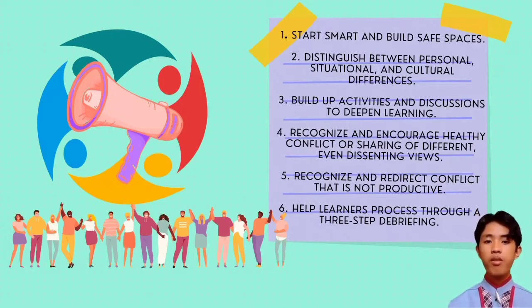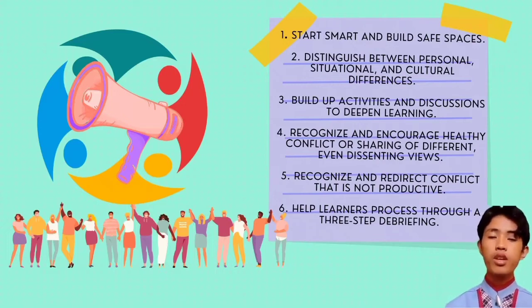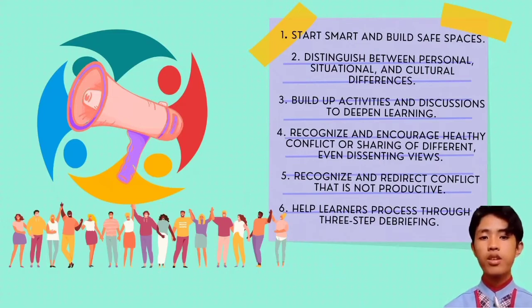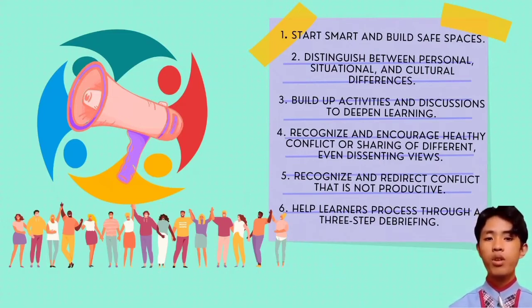Number five, recognize and redirect conflict that is unproductive. Sometimes conversations need to be slowed down or redirected. Overheated situations don't make a productive learning environment, so you can defuse them by using historical or literary references to take a step back and provide a more comfortable way to tackle these biases or stereotypes.